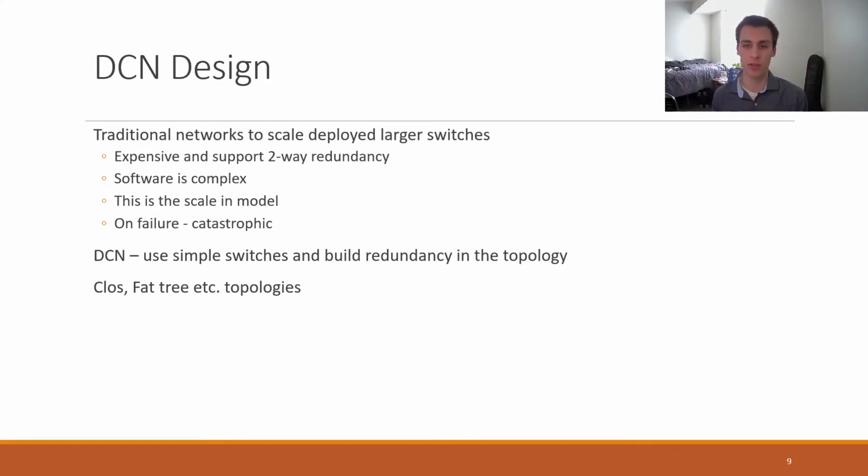Data center networks are designed to use simple switches and build redundancy straight into the topology. Clos and fat tree topologies are more suitable for DCNs than a traditional network because of cost, complex software, and very poor convergence rates causing catastrophic failures.